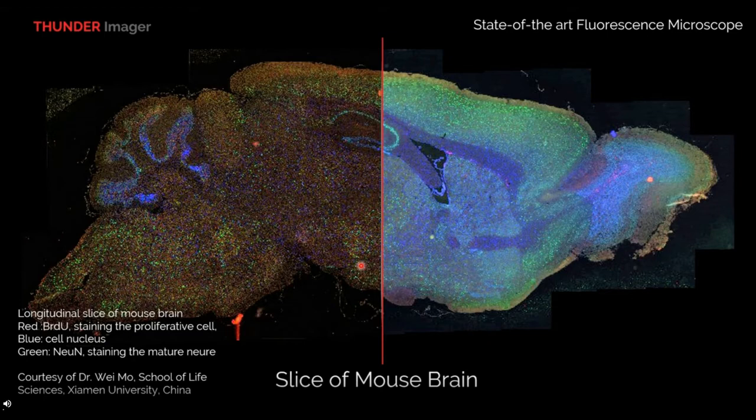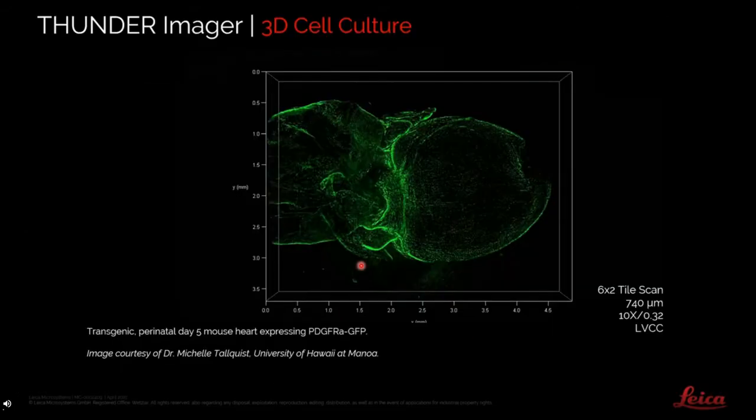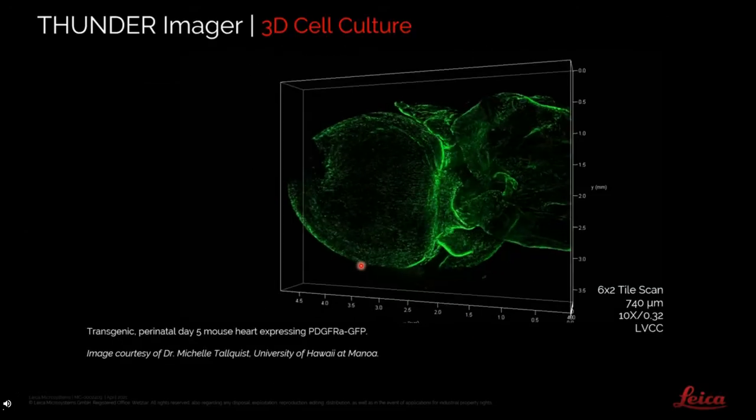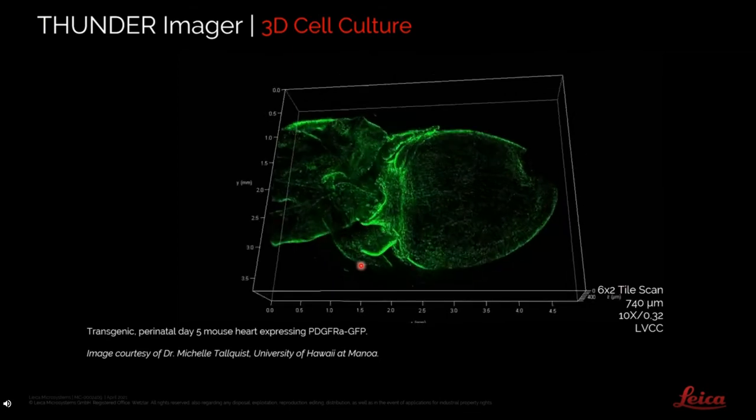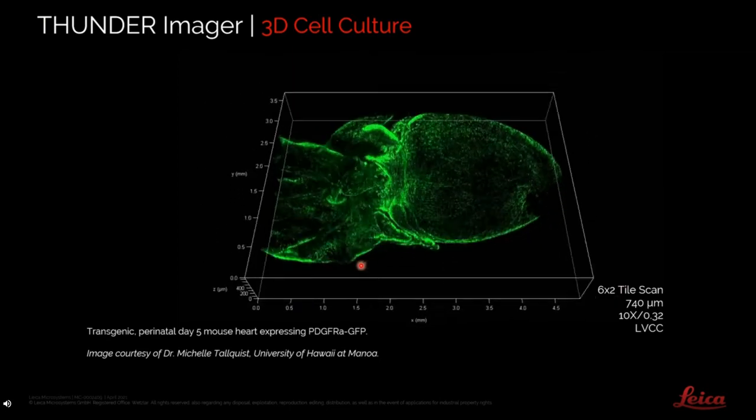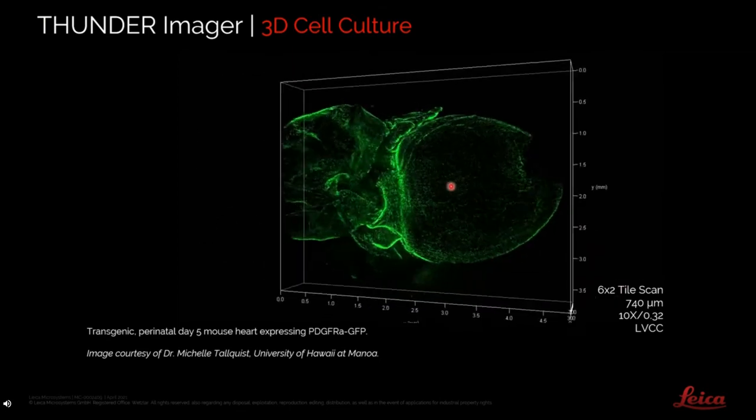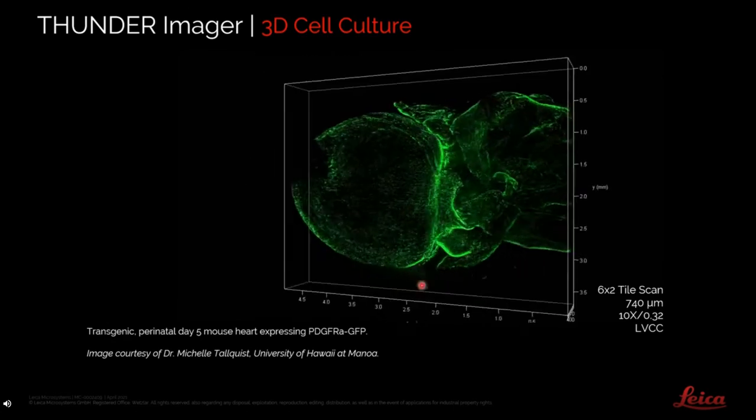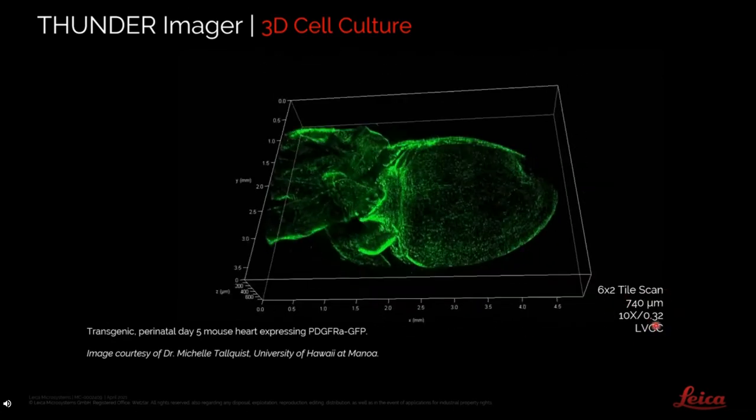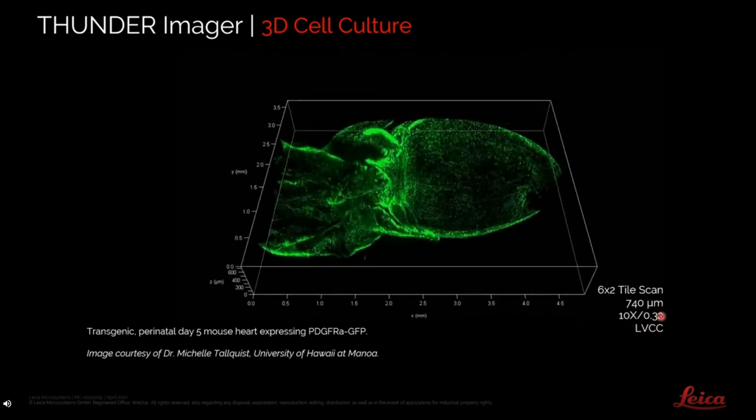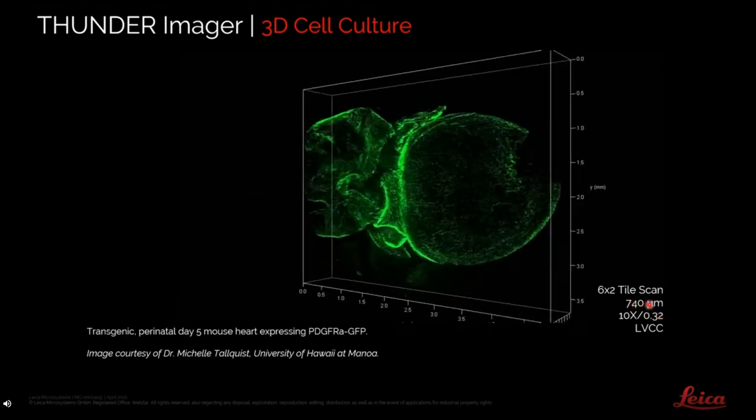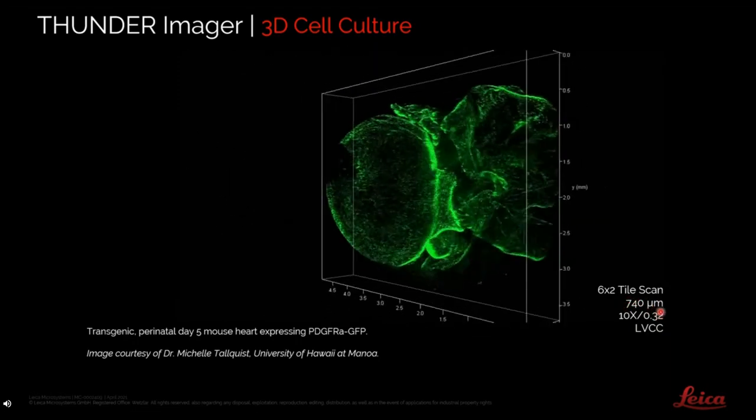So to give you a few more examples of the kind of data you can get off of this system, we have here a transgenic prenatal 5-day mouse heart that's expressing GFP. And you can see that we can get a very large 3-dimensional image with our 10x objective using large volume computational clearing. And the full thickness of this sample is 740 microns.